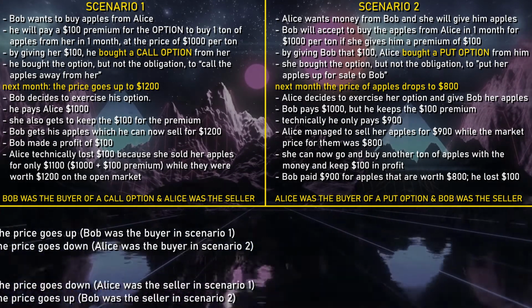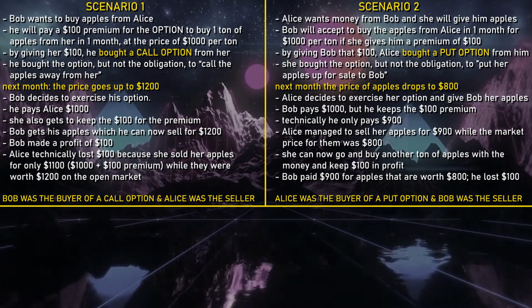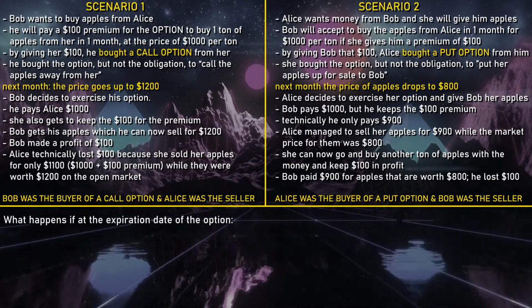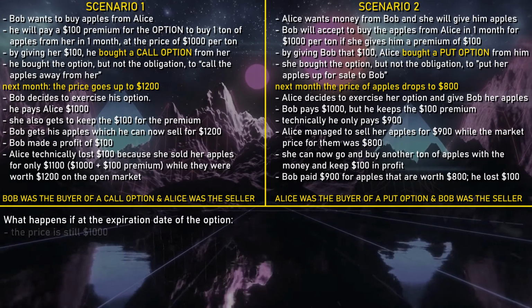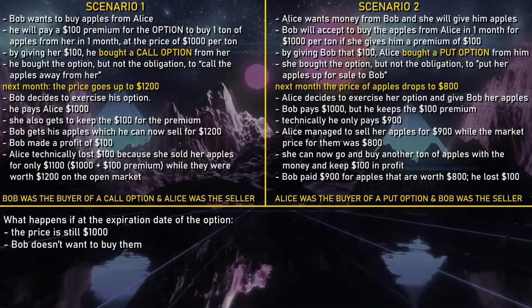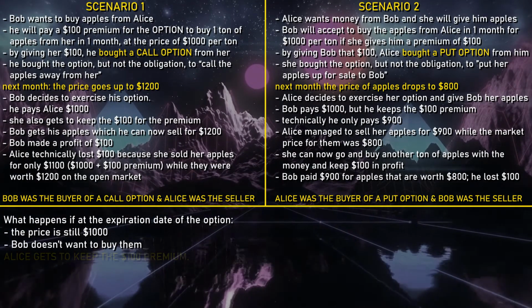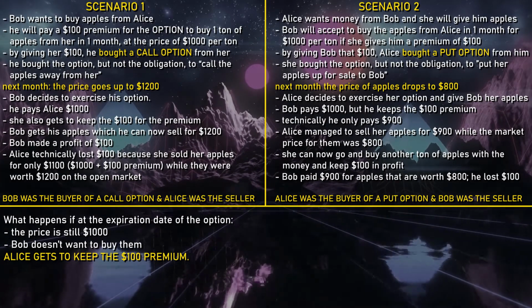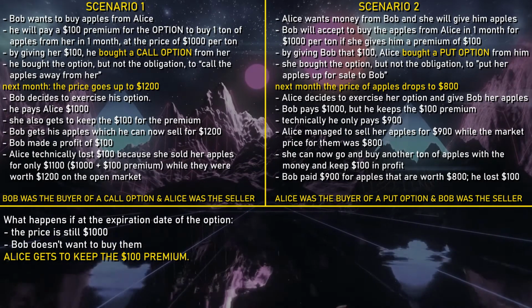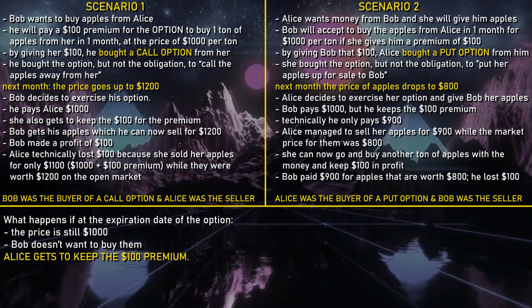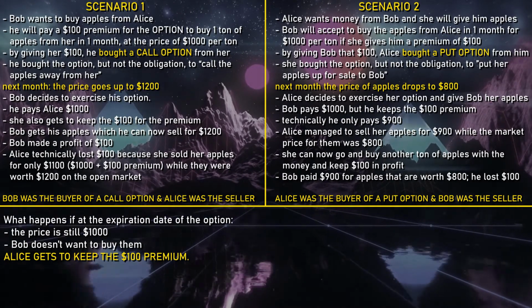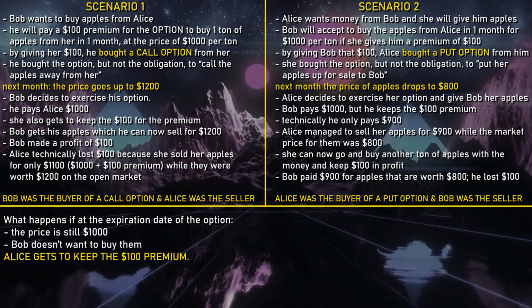Of course, things can get even more complicated. In the first scenario, Alice sold a call option to Bob. But what happens if at the expiration date of the option, the price per ton of apples is still $1,000 and Bob doesn't want to buy them? What happens is that Alice gets to keep that $100 premium which she charged Bob for the option. This deal was great for Alice because she got $100 for nothing, but it was bad for Bob because he lost $100.